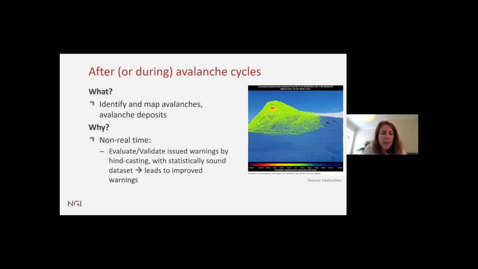Why would we want to do that? In a non-real-time context, we want to evaluate or validate issued warnings by hindcasting with a statistically sound data set, because we believe that this will lead to improved warnings. The vision here is also that it can be used in a much more near real-time or real-time sense, to be captured during big avalanche cycles and made directly available to the avalanche forecasters.